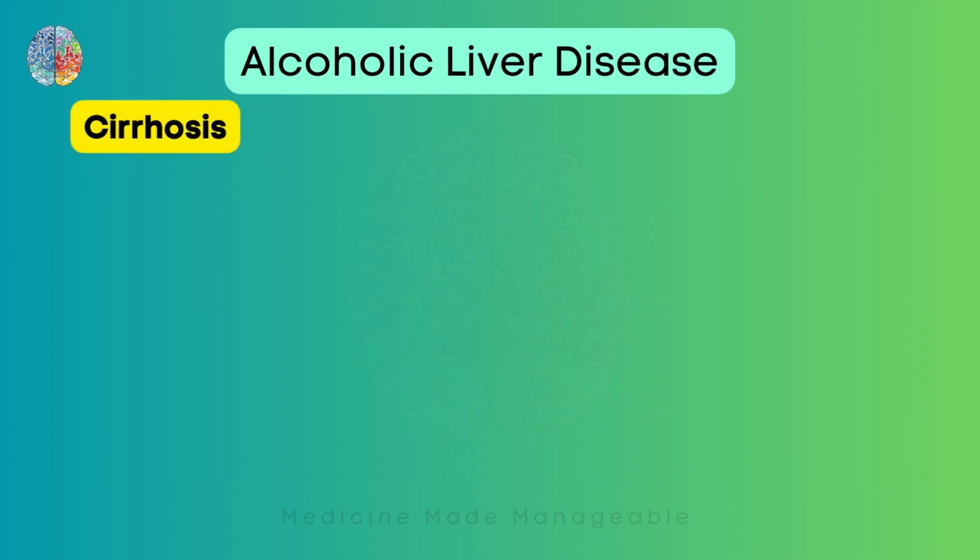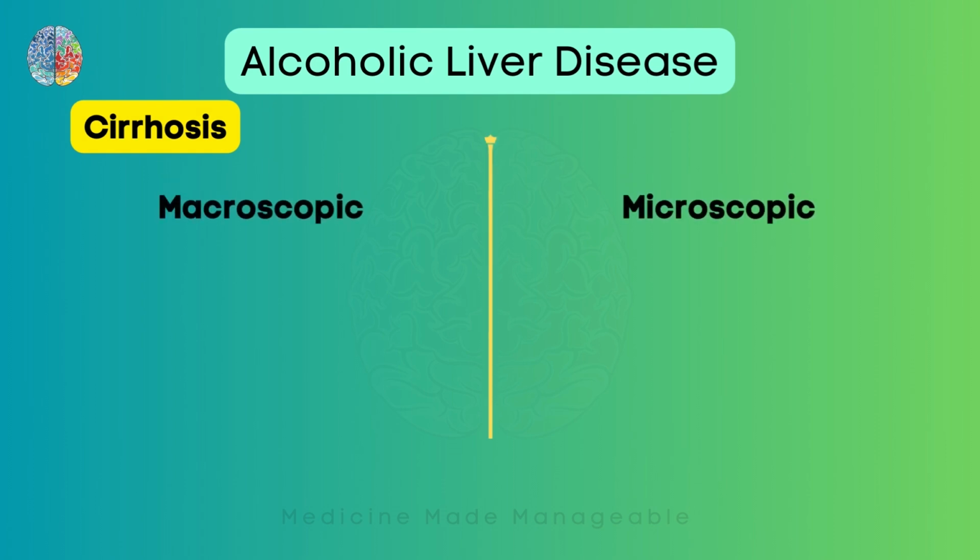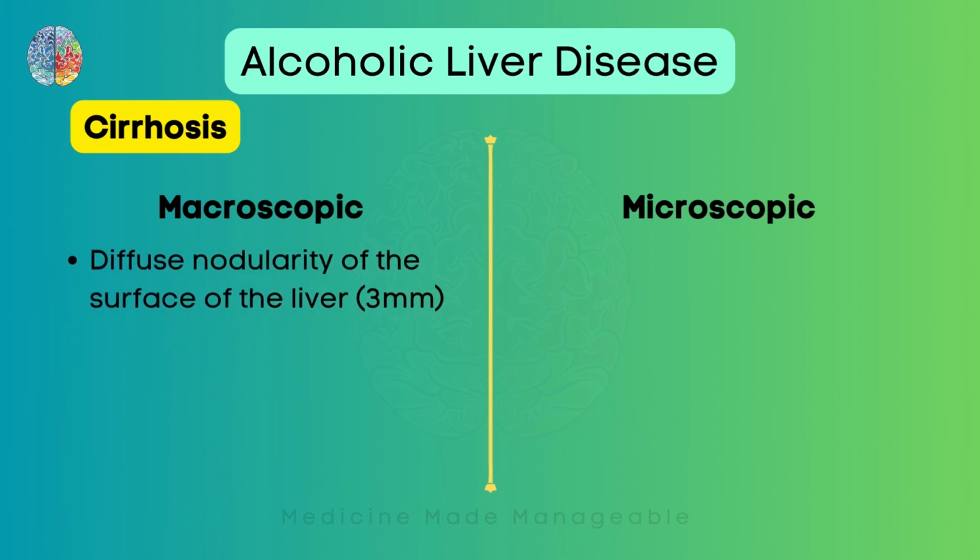Coming to our last stage of the disease, which is alcoholic cirrhosis. This can also be divided into two types, the macroscopic and the microscopic cirrhosis. In macroscopic cirrhosis, diffuse nodularity of the surface of the liver is seen, which is approximately 3 millimeters in size, and the liver will have a greenish tint to it because of cholestasis, which is when the bile is not released from the liver.